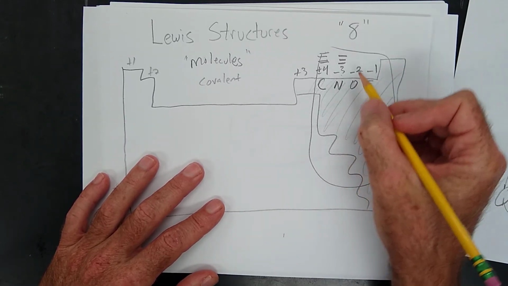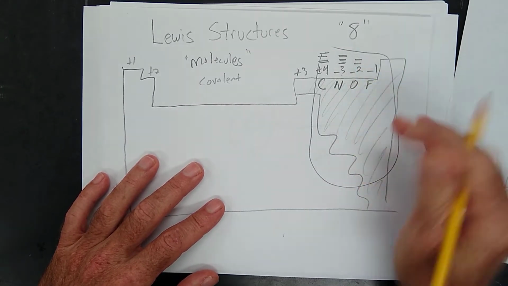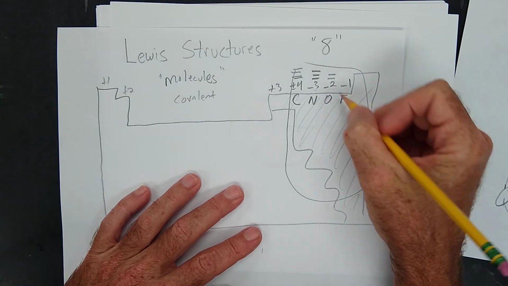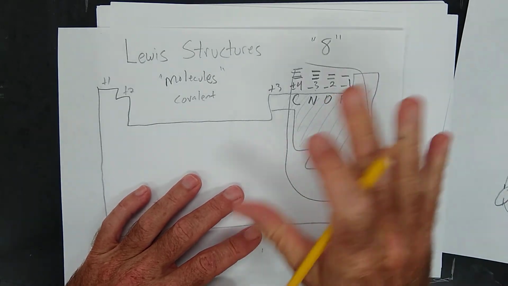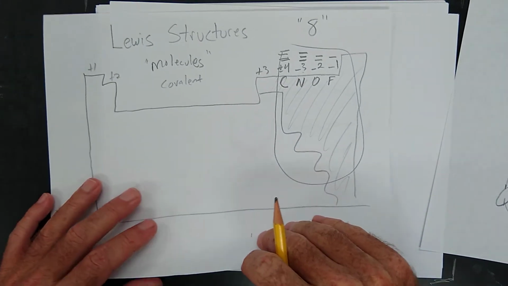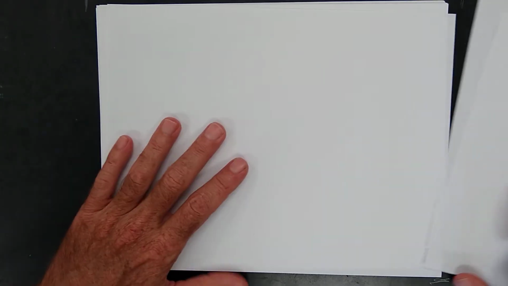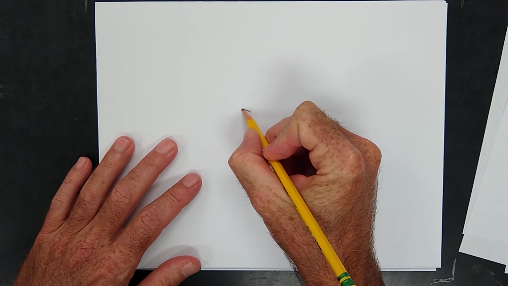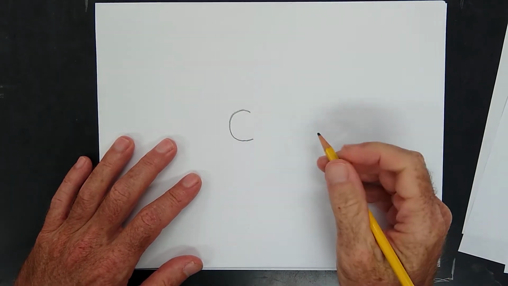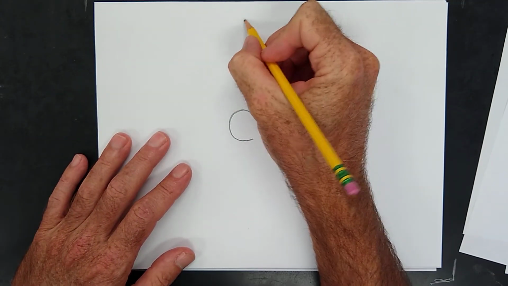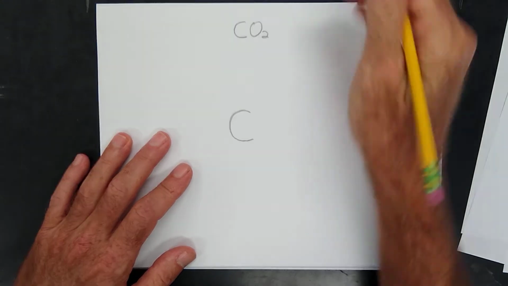Oxygen, it has 6 valence electrons, so it's going to need to share 2 more to get up. Fluorine group, it has 7, it's going to need to share 1 more. I know you don't quite understand this yet, so let's just keep doing it. Let's take a look here at carbon. Okay? Let's draw the molecule carbon dioxide.